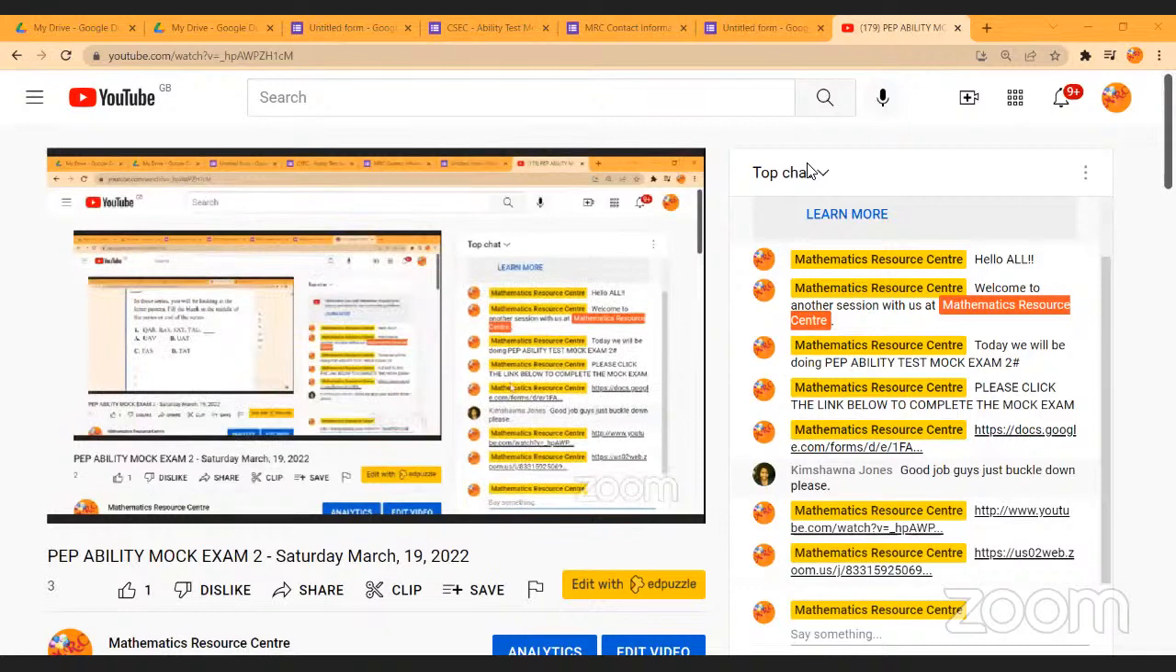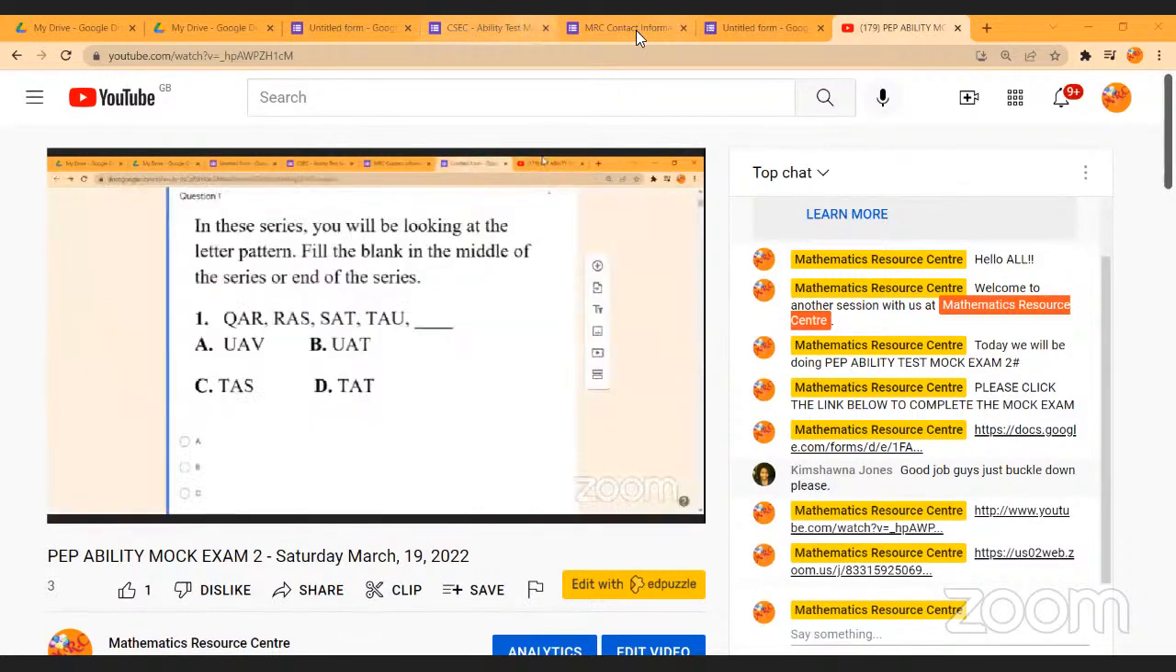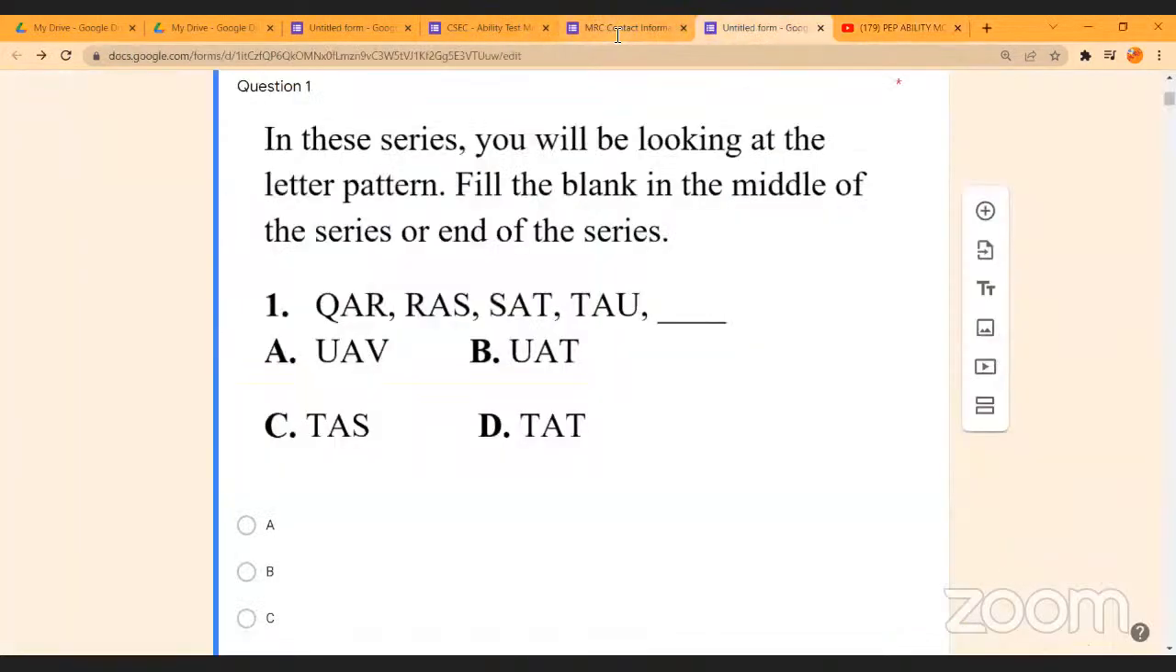All right. So now that we have that, let's go over to the question. Start from it, Tiana. In this series, you will be looking at the letter pattern. Fill the blank in the middle of the series or end of the series.